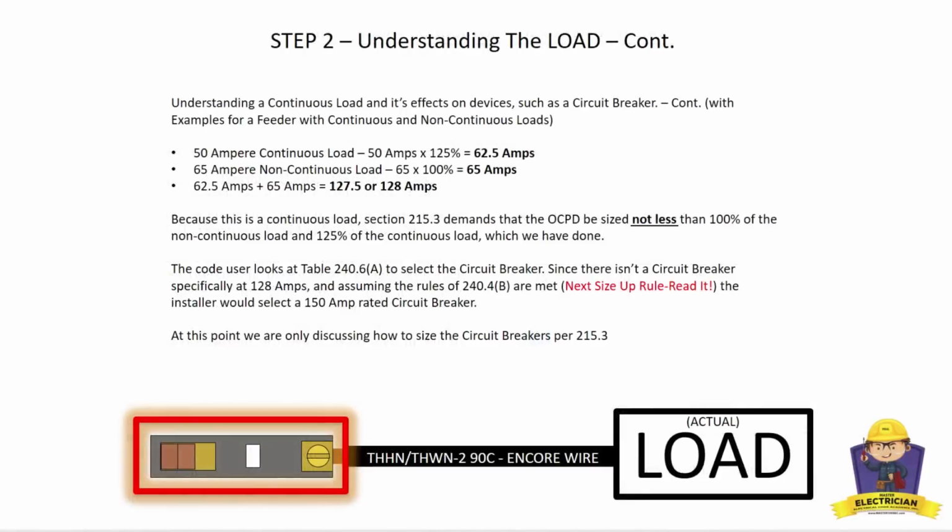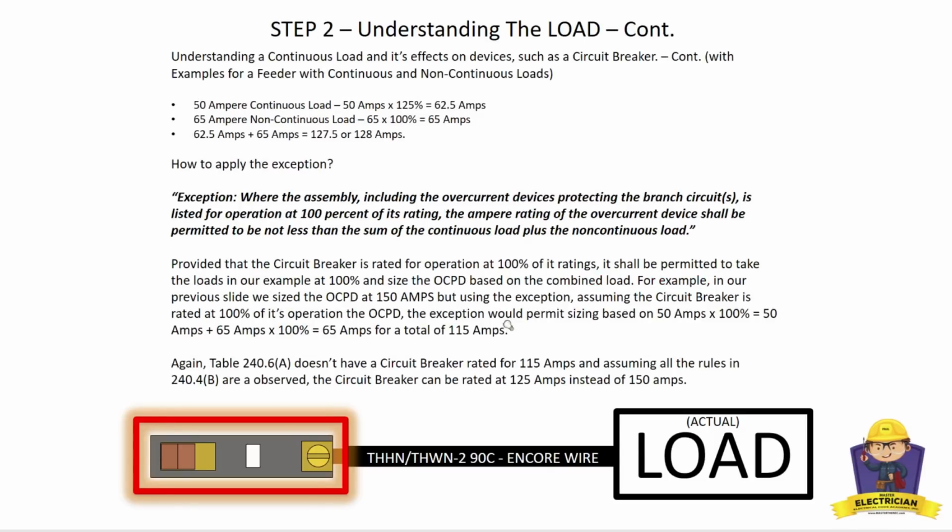All right, let's come back. At this point, we've really only discussed how to size the circuit breaker in 215.3 for feeders, and of course 210.20(A) for branch circuit overcurrent devices. Okay, we've covered that. Now, let's look at that exception a little bit, because that exception can help out. These are the same values we had before.